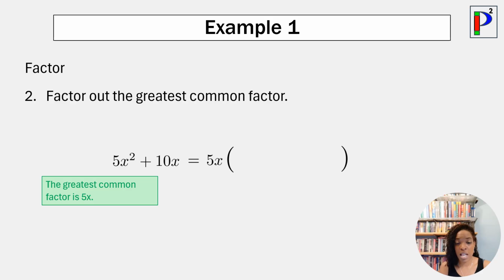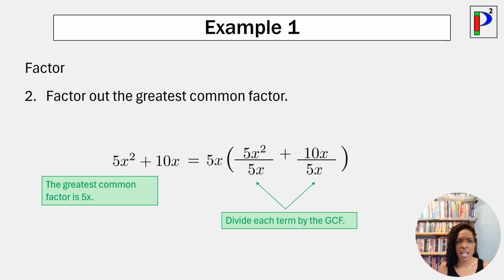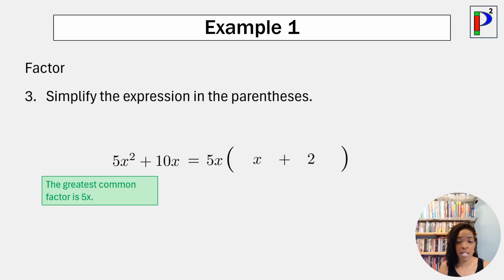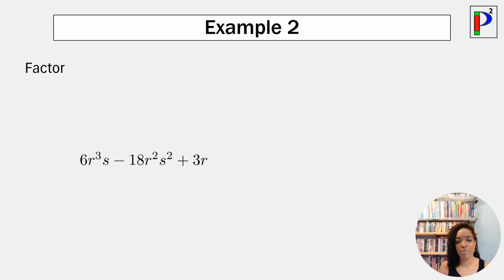So I'm going to set it outside of a set of parentheses and divide each term by the greatest common factor. Now, do you see what we're doing here? By multiplying by 5x on the outside of the parentheses and dividing by 5x inside of the parentheses, we are essentially multiplying our entire expression by 1, which means we're not changing the expression, we're just changing how it looks, which is key to factoring. So then we simplify the expression inside the parentheses, get x plus 2, and our final answer is 5x times x plus 2.